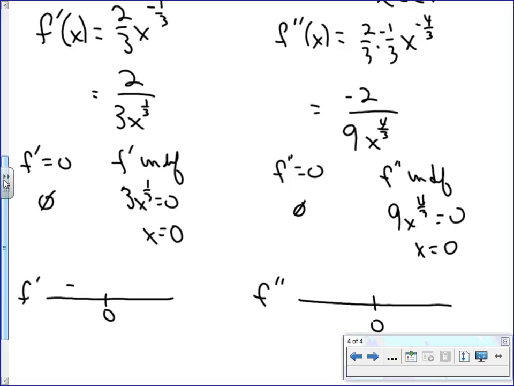What do you do in the last problem? Plug in a positive number. The cube root of a positive number will be positive. 3 times a positive is positive, and 2 divided by a positive is a positive. Okay? That's f double prime.